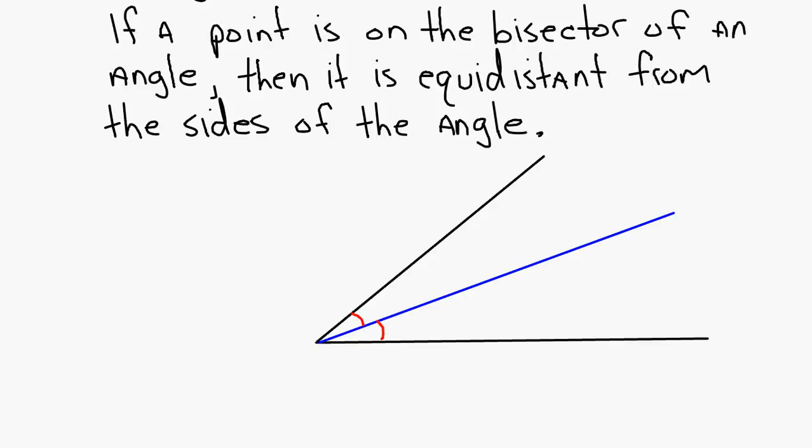So this says if a point is on the bisector of an angle, it is equal distance from the sides of the angle. So that means that any point along the blue line is equal distance to the sides of the angle. So this distance would be the same as this distance. When you're measuring the distance from a point to a line, it always has to be along a perpendicular.